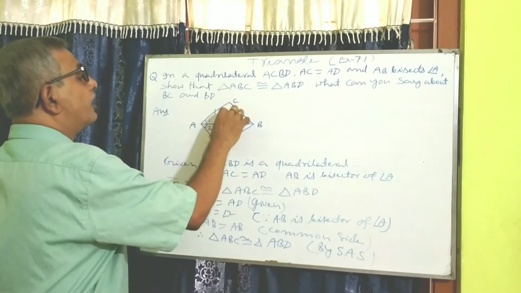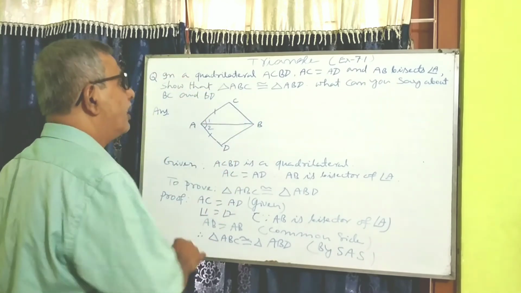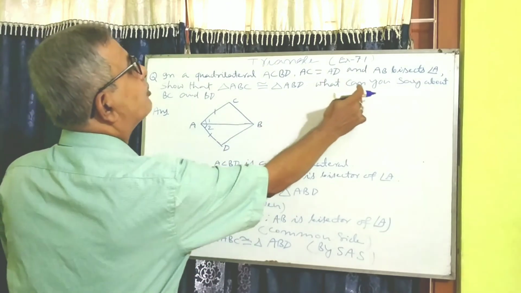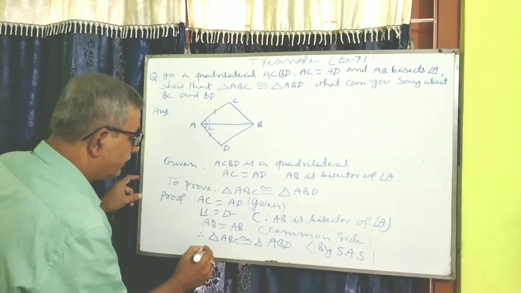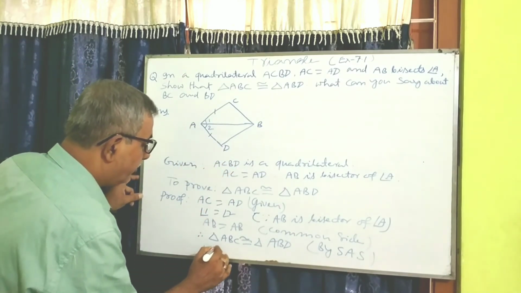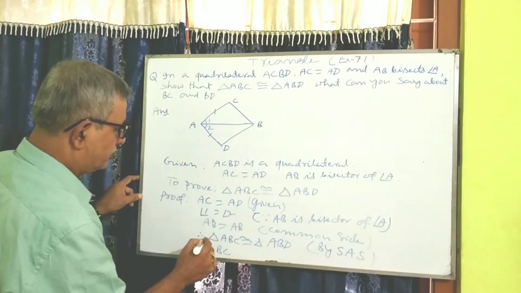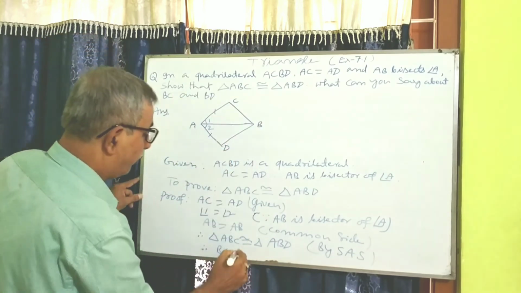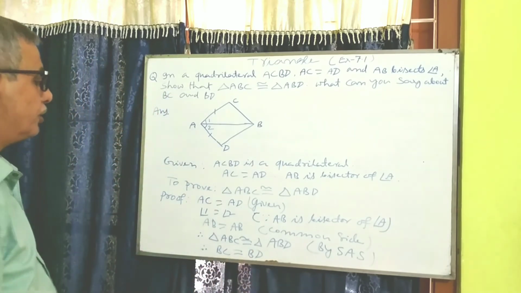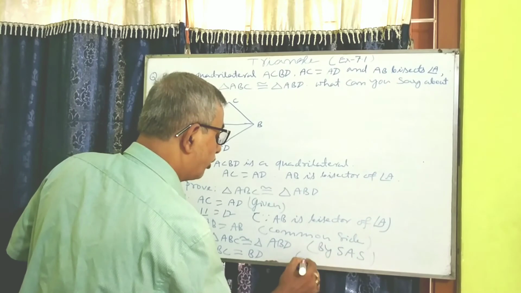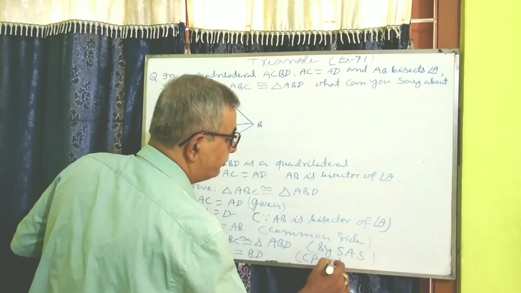When the two triangles are congruent, that means their corresponding parts should be equal. So for the question, what can you say about BC and BD? You can write BC is equal to BD. By what postulate? CPCT, corresponding parts of congruent triangles. This is proved.